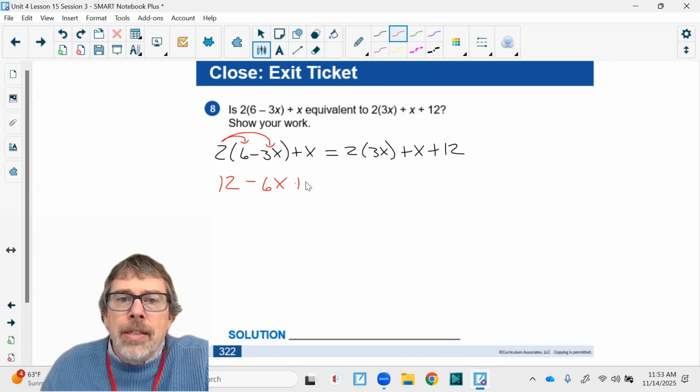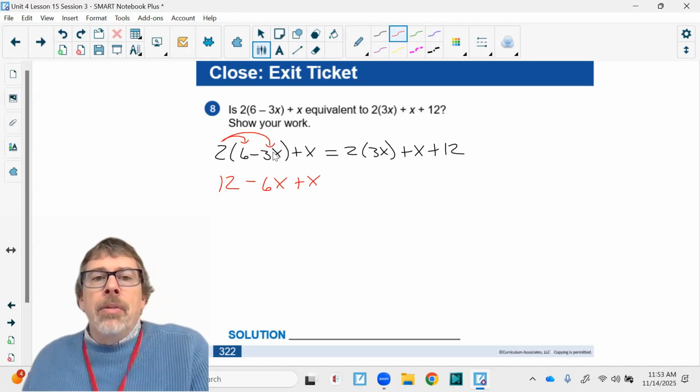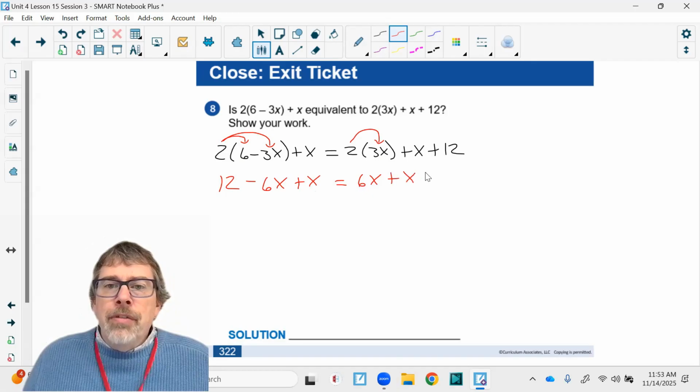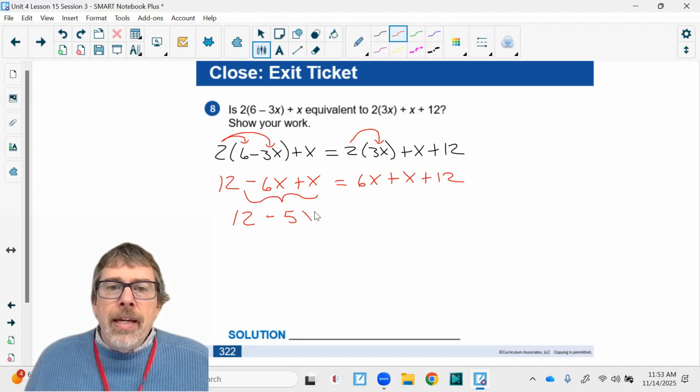And then I have this plus x out here that doesn't get distributed by the 2 because it is not in the parentheses. This 2 times the parentheses will give me 6x. Nothing else is in the parentheses, so I'm just going to rewrite it. Okay. I'm now going to combine like terms. So this is going to become 12 minus 6x plus x, which is negative 5x, equals 6x plus x, which is 7x, plus 12.